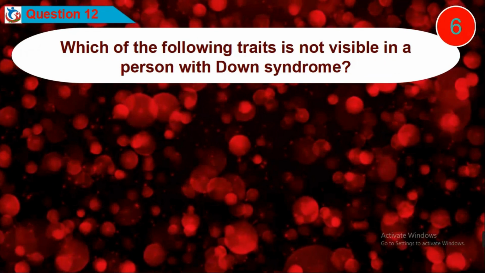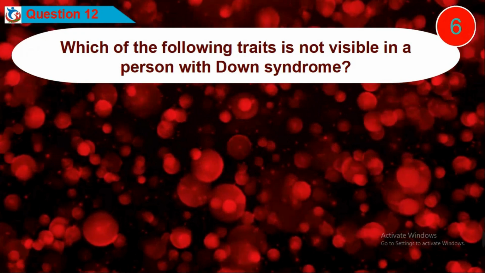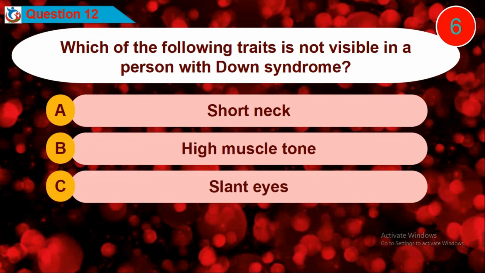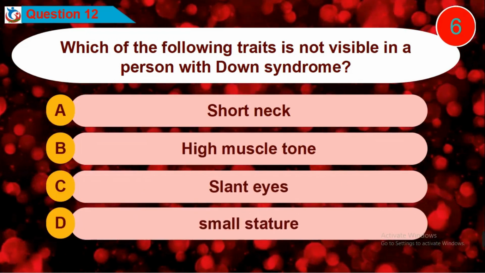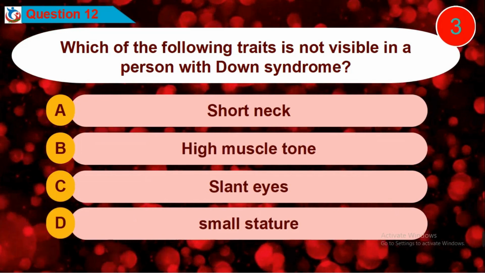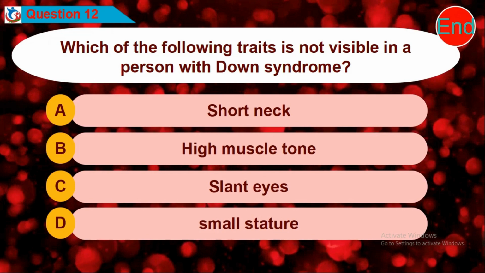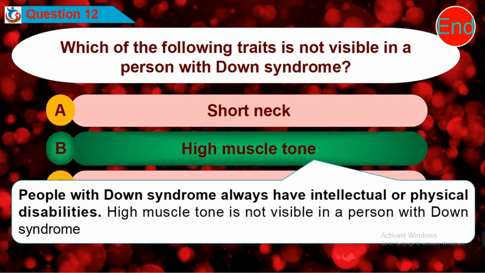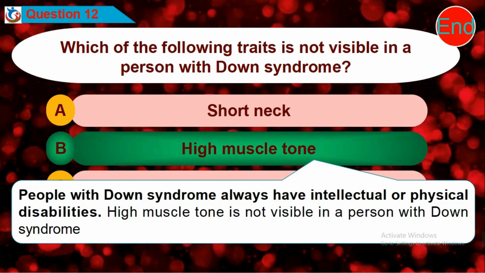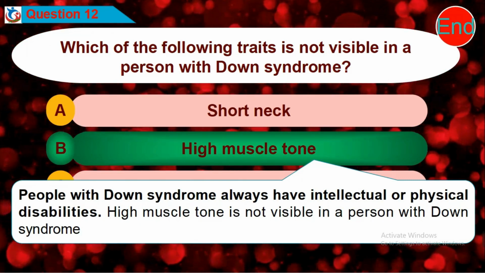Question 12. Which of the following traits is not visible in a person with Down syndrome? Is it option A, B, C, or D? People with Down syndrome always have intellectual or physical disabilities. High muscle tone is not visible in a person with Down syndrome.